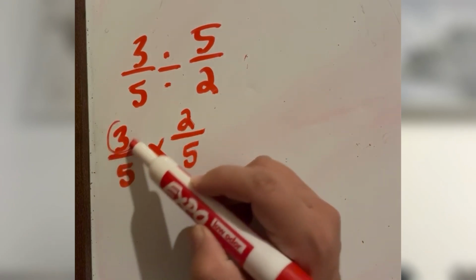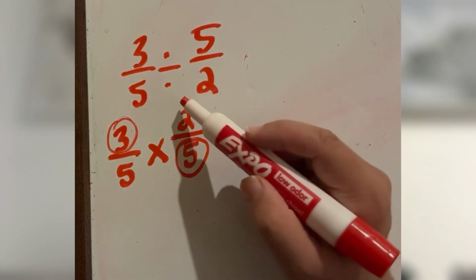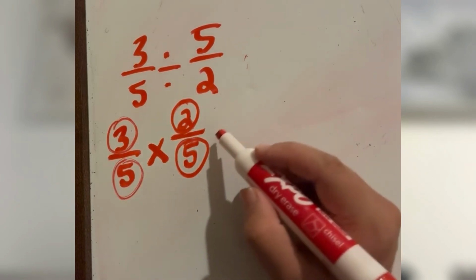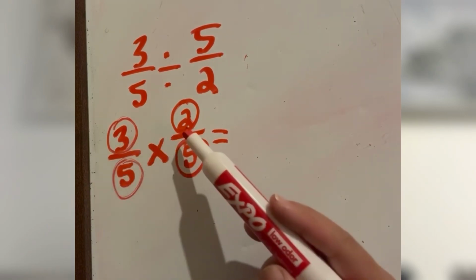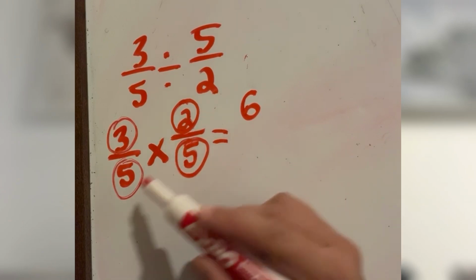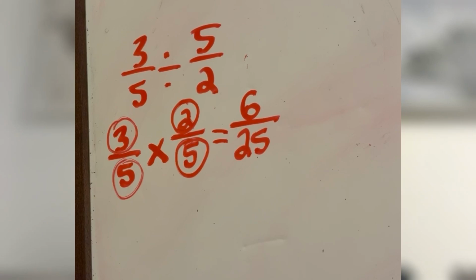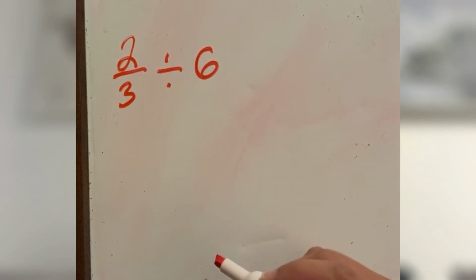Let's check our diagonals. So our first diagonal, we have 3 and 5. The only common factor they have is 1. So we can't pull anything out. In our second diagonal, we have 2 and 5. And the only common factor they have is 1. So we're just going to multiply across. 3 times 2 is 6, and 5 times 5 is 25. So our answer for this one will be 6/25.